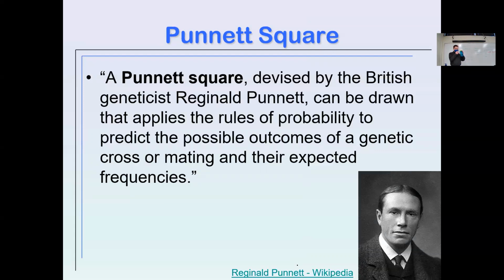Wikipedia is suggesting that a Punnett Square devised by British, actually, I think that's from your text. That's directly from your text. I apologize, the picture's from Wikipedia. So your text says, a Punnett Square devised by British geneticist Reginald Punnett can be drawn that applies the rules of probability to predict possible outcomes of a genetic cross or mating and their expected frequencies.